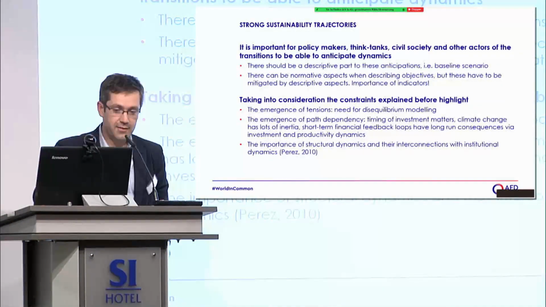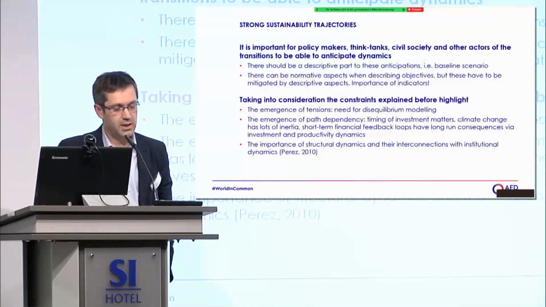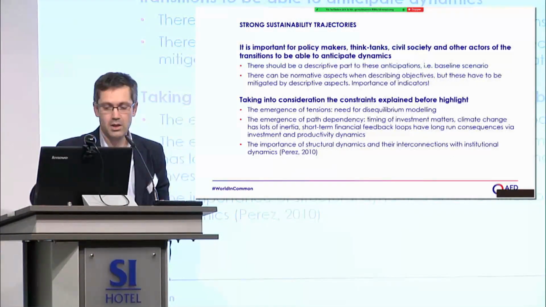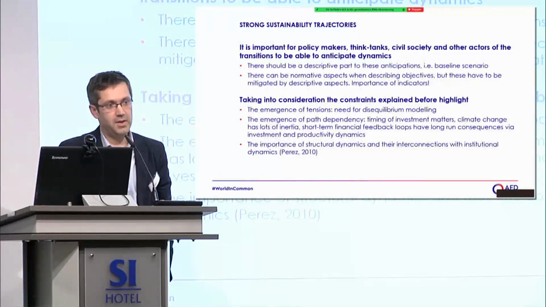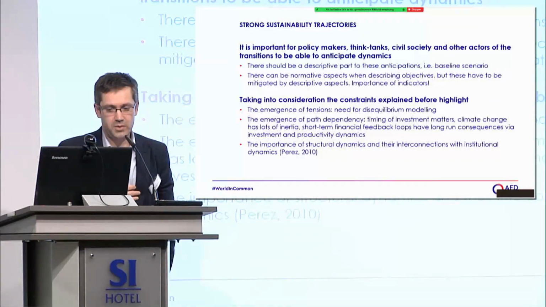And they have to combine both descriptive dynamics, which are based on history and on institutional and social setup, and also a normative aspect, because you have a policy implementation behind, and you have to make sure that the normative aspect is mitigated by the descriptive aspect. And this is where the indicators are very important. I'll give you an example of that in a minute.